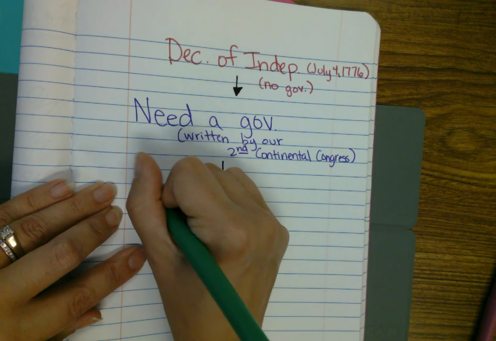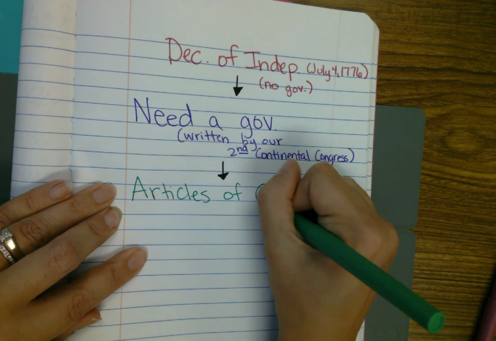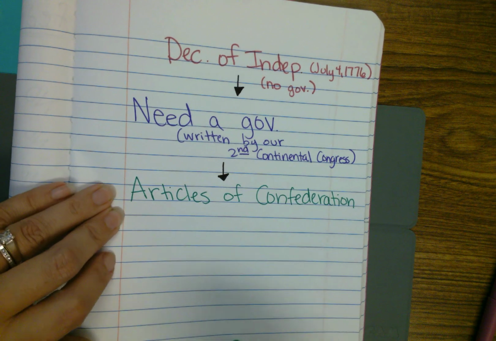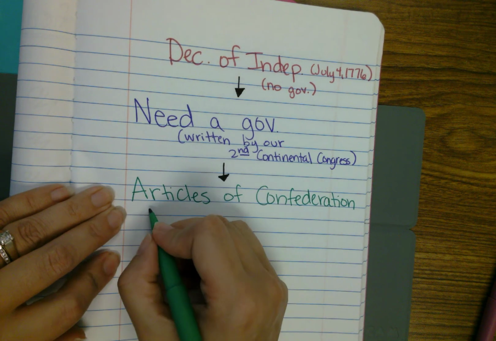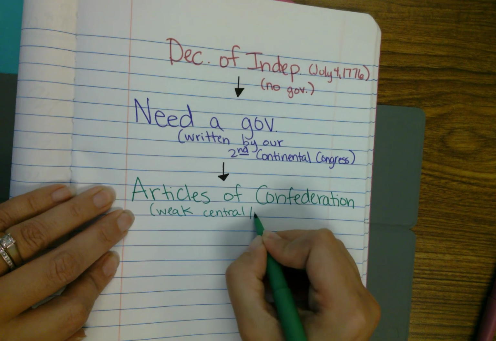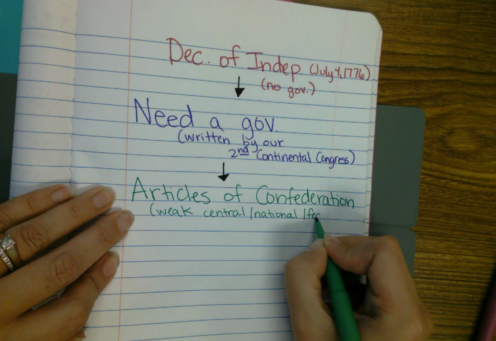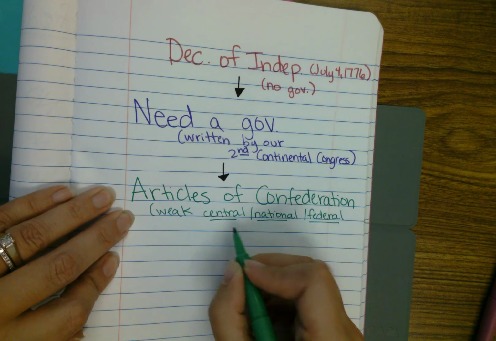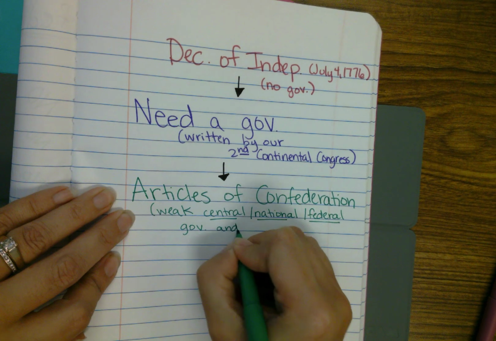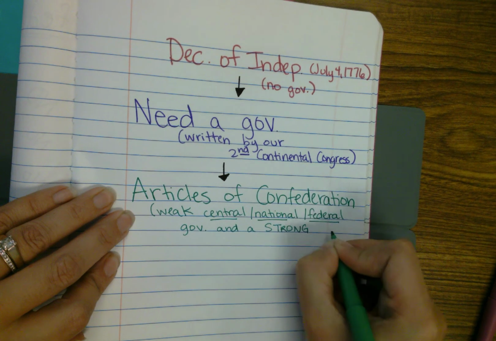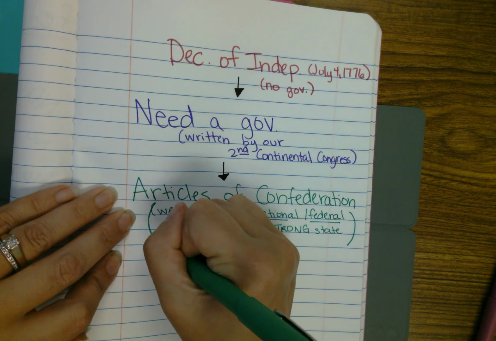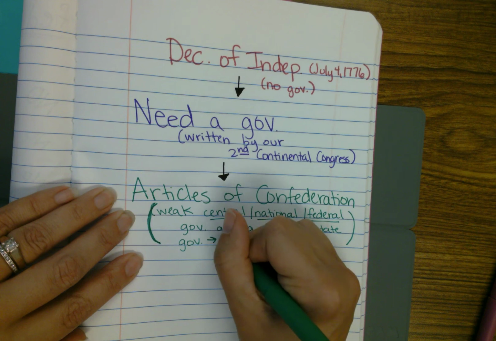It is called the Articles of Confederation. And when they write this government, they do it with hopes for the future, but a fear of the past. And so with this fear of the past, they want to make sure that they have a weak central or national or federal. They're all the same thing. You have to recognize them as all the same. Central, national, federal. They're going to create a weak central government and strong state governments. They are going to give most of the power to the states. They're going to make sure that the states have most power.